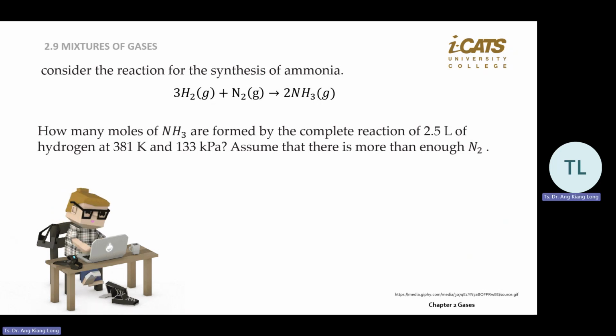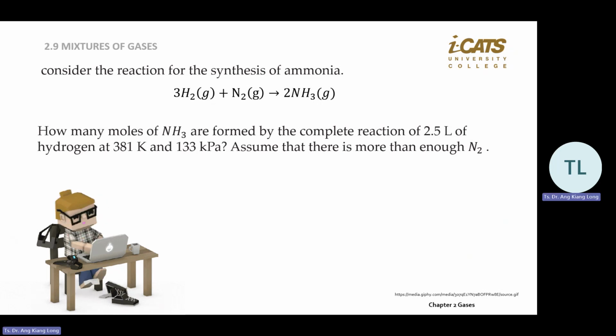He asks you how many moles of ammonia are formed by complete reaction when you use 2.5 liter of hydrogen at this temperature, this pressure. So you have temperature, you have pressure, you have volume. Straight away call out PV equal to nRT. You need to use the ideal gas equation already. Assume there is enough N2.